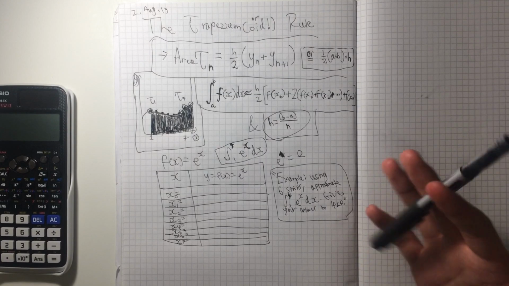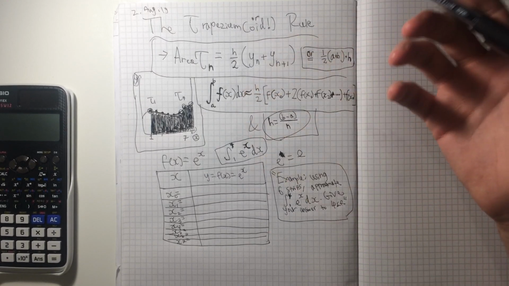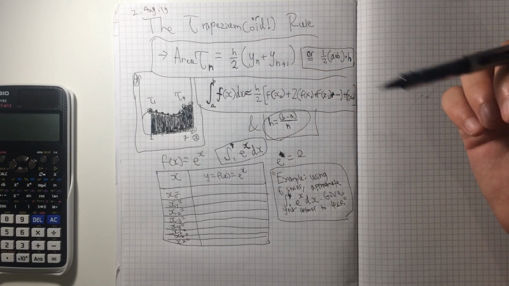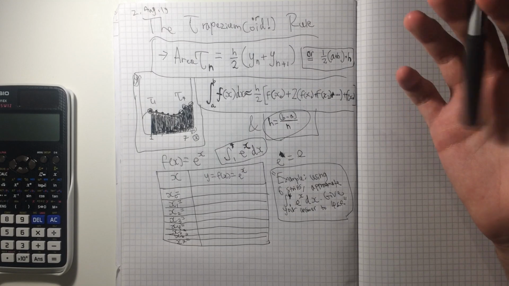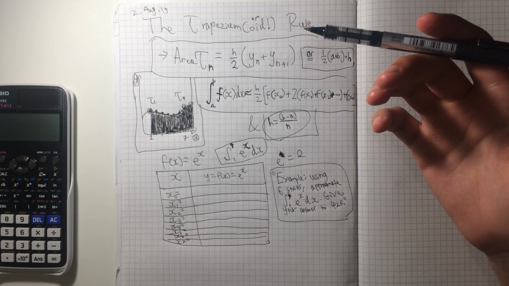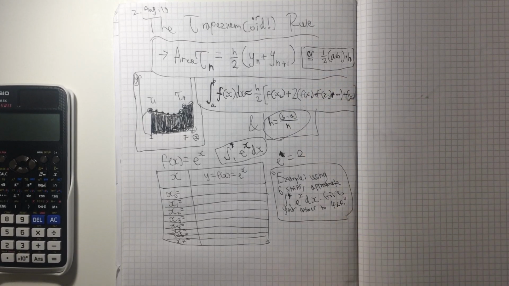So actually, I will show you that there's an even better way to approximate the area under the curve than the Trapezium Rule. That is called the Simpson Rule, but that's for another video, so we're just going to focus on this particular method. So let's crack on with it.